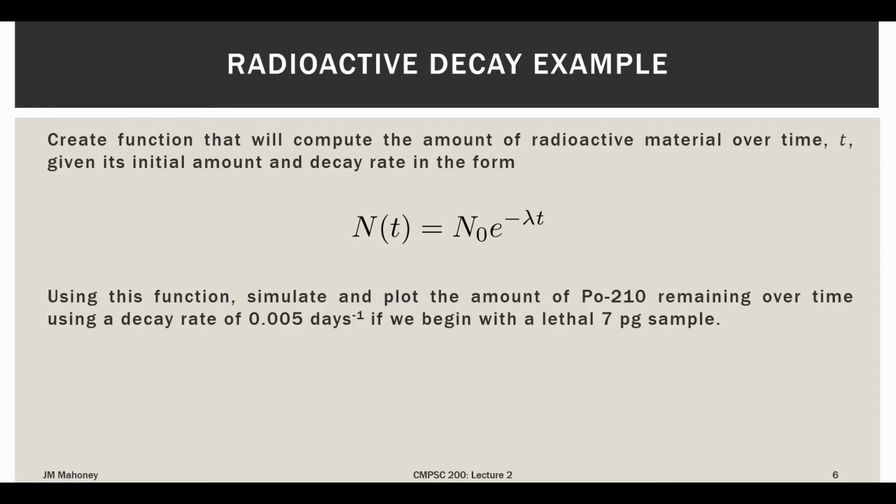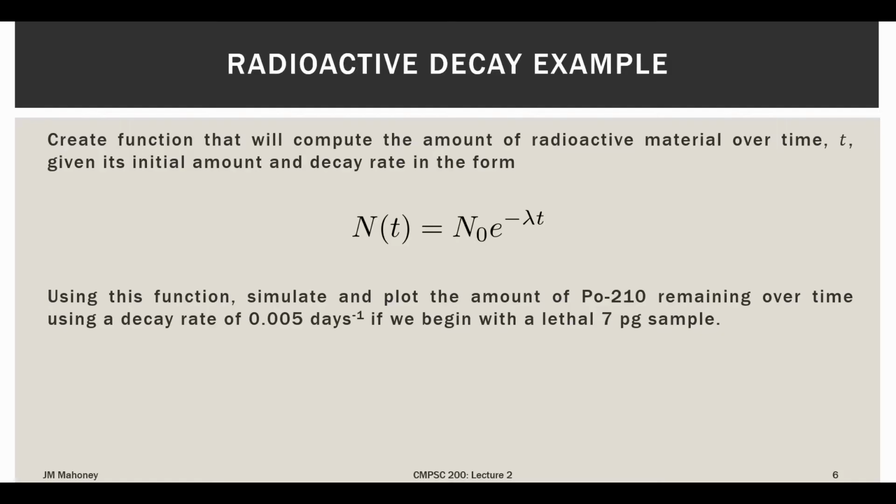In this example, we'll be creating a function to model the decay of a radioactive material. The function is going to tell us how much material we have left at time t if we're given the amount we have initially, that N0, and the decay rate of that material, which will be lambda, and then how much time has passed, t.